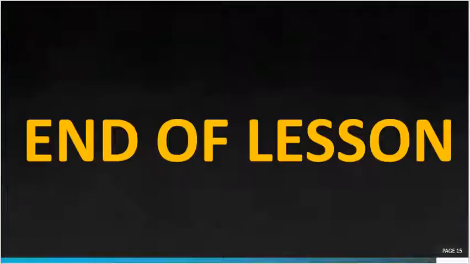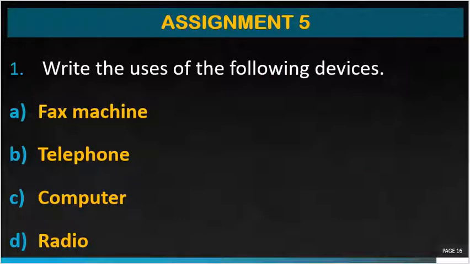We will end our lesson here and continue next week, Tuesday. For your assignment, you are to write the uses of the following devices. For the first one, we have the fax machine, so you write the uses of the fax machine. 2, we have the telephone. You write either 1 or 2 uses of the telephone. The next one is the computer. For that one, you write either 1 or 2 uses of the computer. Then the last one, we have the radio. You can write 1 or 2 uses of the radio.